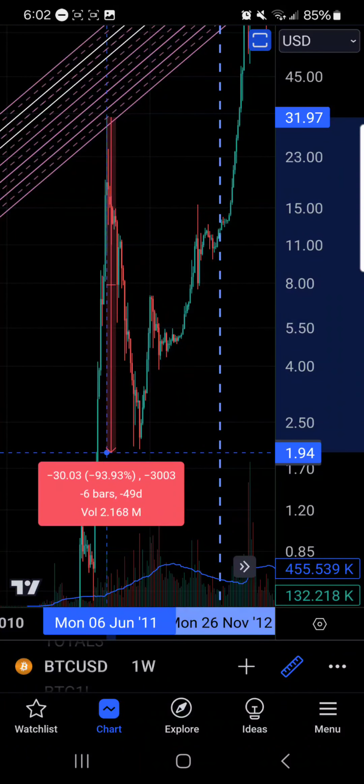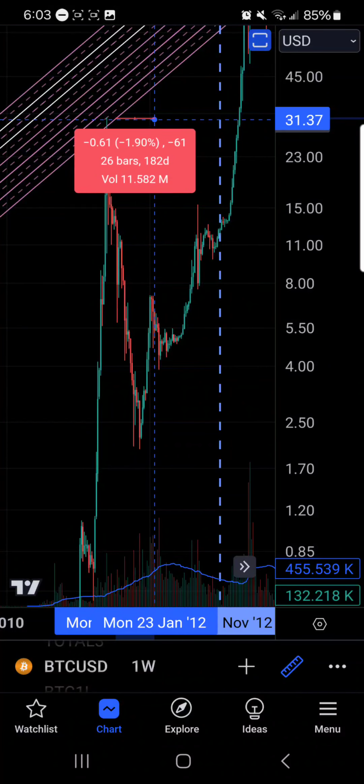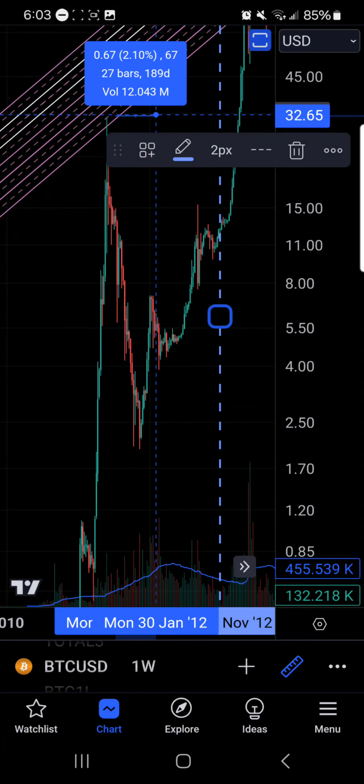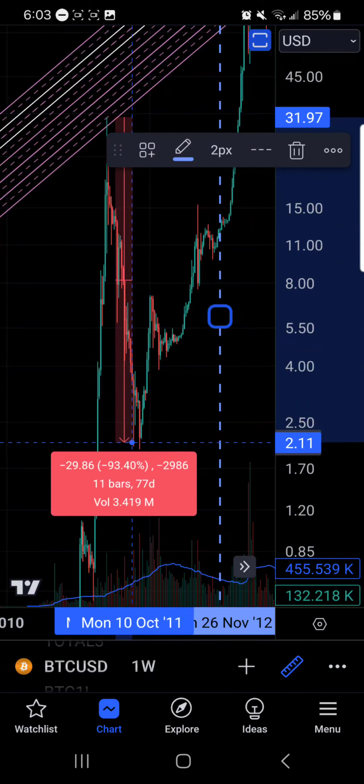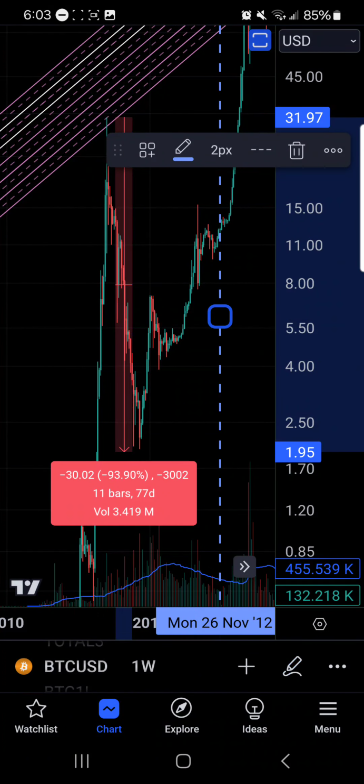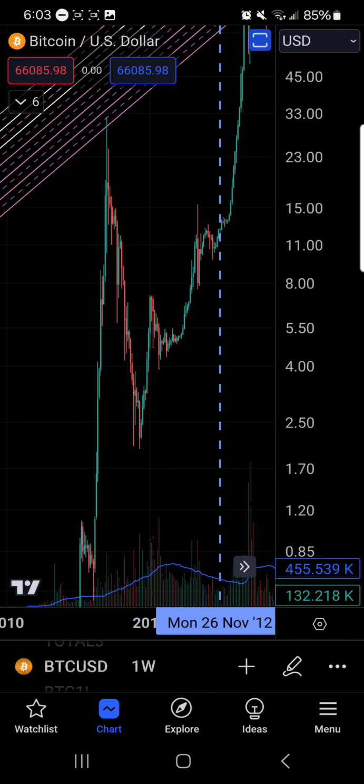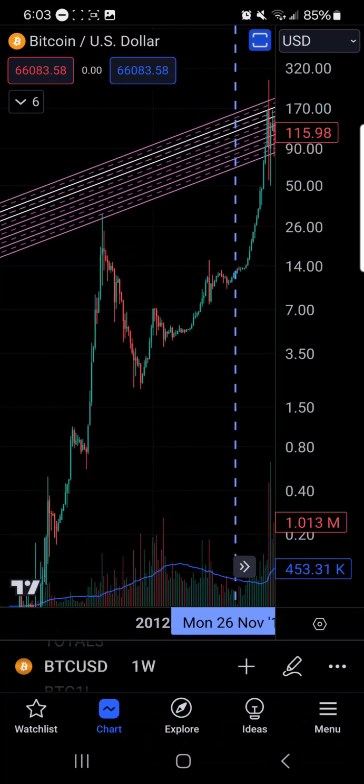Still, Bitcoin was new. It's trading down around $20, $30, $2. We did see a 90 plus percent dump just a few months, or 5 months, earlier from, wow, $32 down to $2. So that probably did shake out a lot of people.